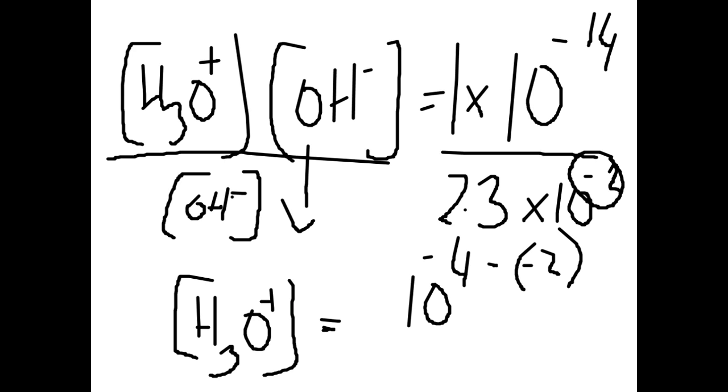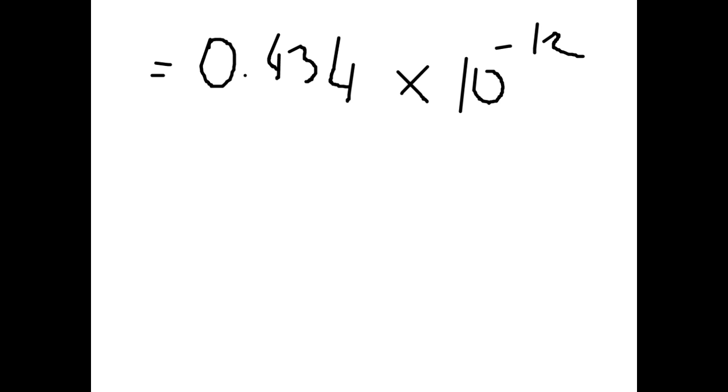Okay, when you're multiplying, you add exponents. When you're dividing, you subtract. Okay, now don't forget you still have to do 1 divided by 2.3. What's that? So 0.434 times 10 to the negative 12. Is that what you all got?